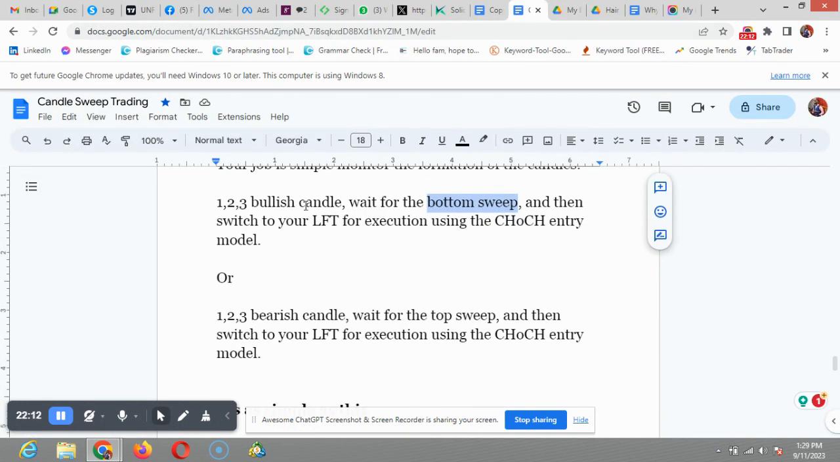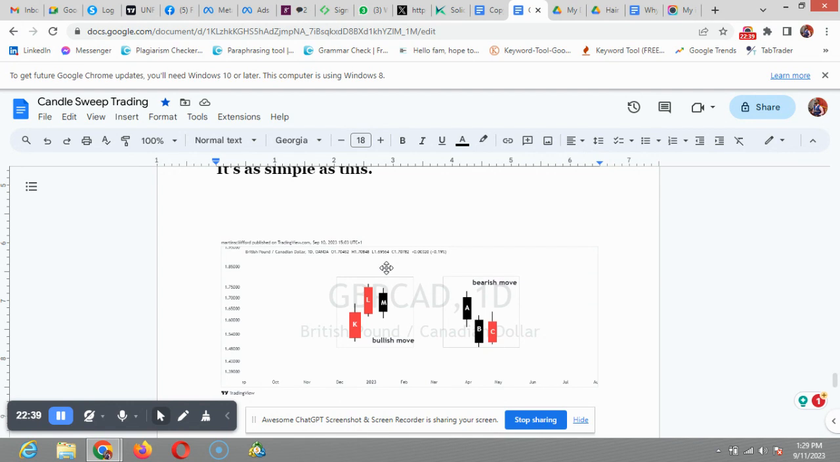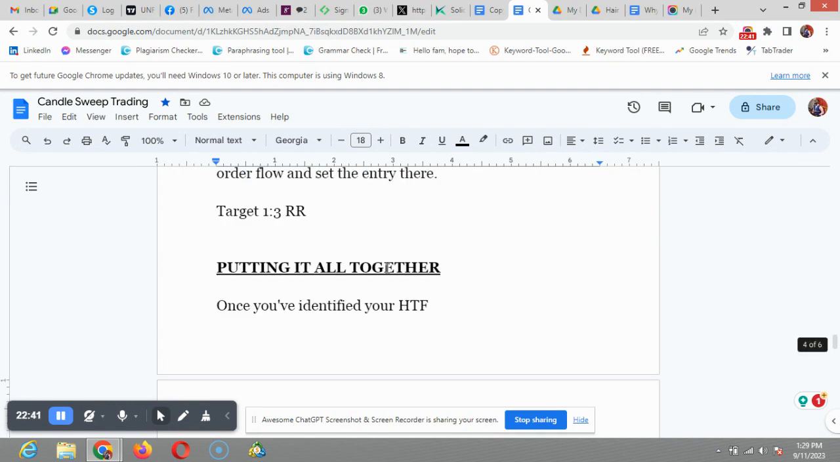All right, so once I see a 1, 2, 3 bullish candle, I wait for the bottom sweep. Once I see that bottom sweep for a bullish candle, then I will switch to my lower time frame for execution, and I will use the church entry model, which I will explain to you guys in our subsequent class. Also, once I see a 1, 2, 3 bearish candle, I want to wait for the top sweep, and then I will switch to what? To my lower time frame for execution using the what? The church entry model. It is as simple as this.